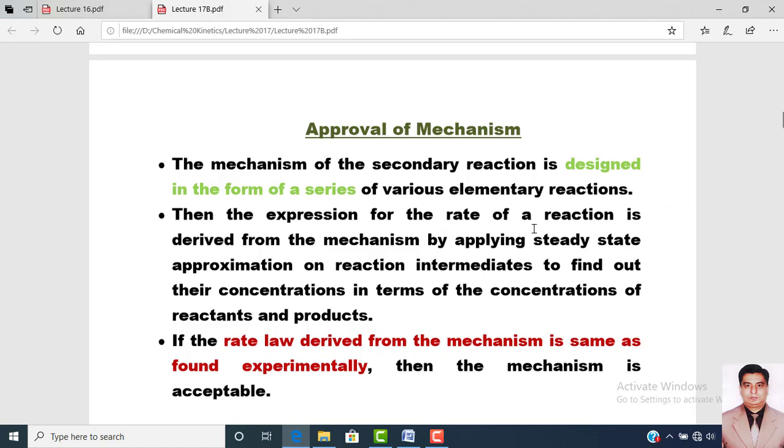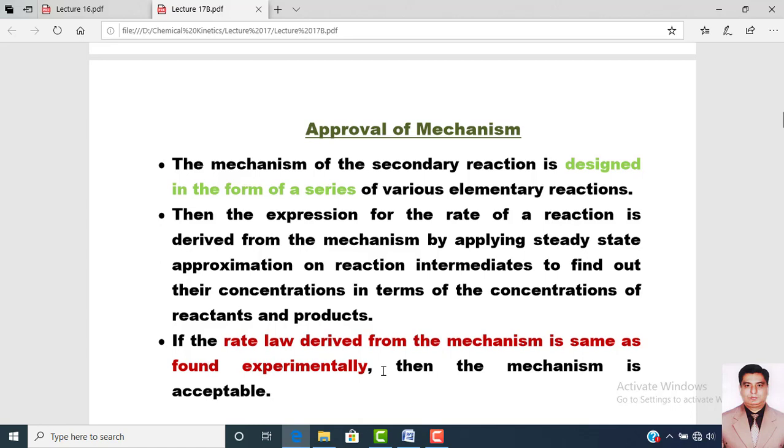The expression for the rate of reaction is derived from the mechanism by applying steady state approximation. What is meant by steady state approximation? Steady state approximation means that, to find out the concentration of the reaction intermediates in terms of the concentration of reactants and product, the net rate of reaction of the intermediates is taken to be equal to 0.